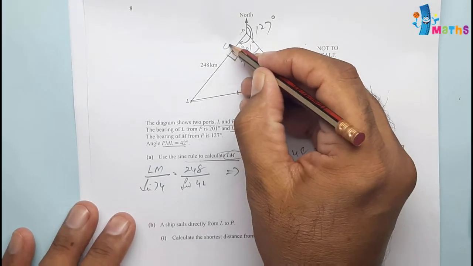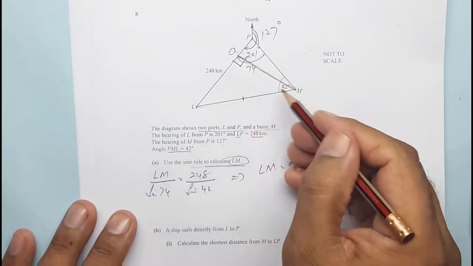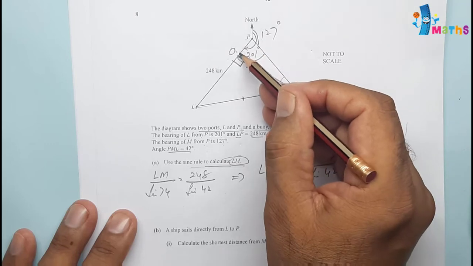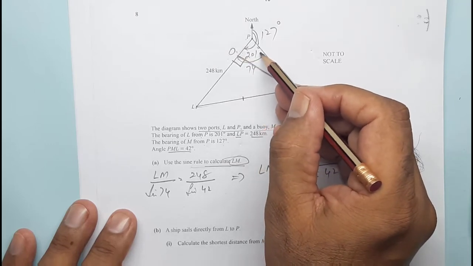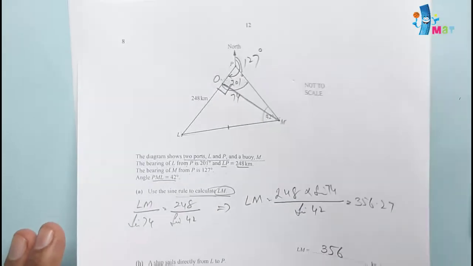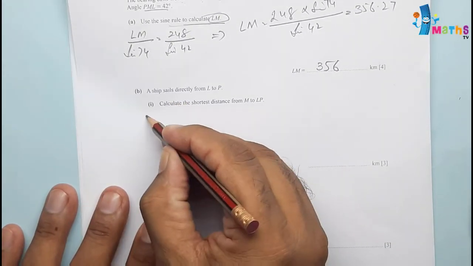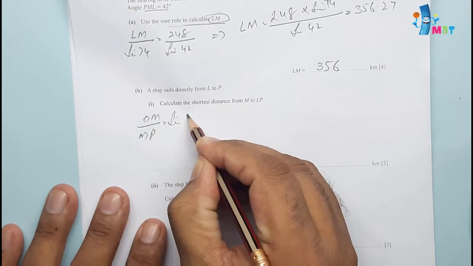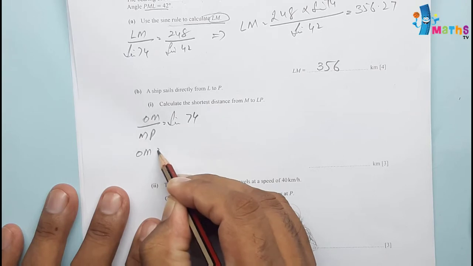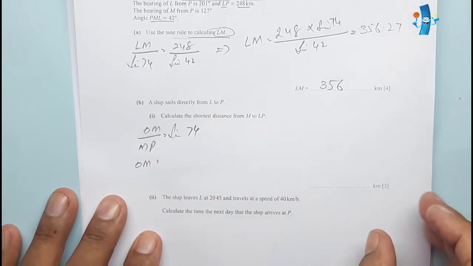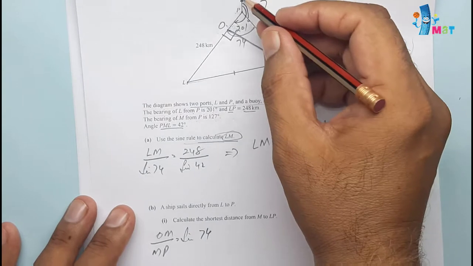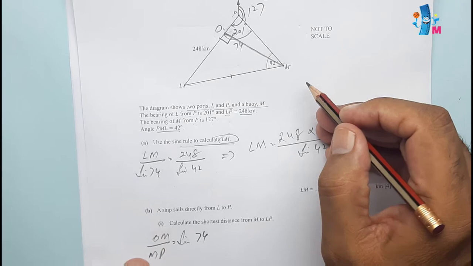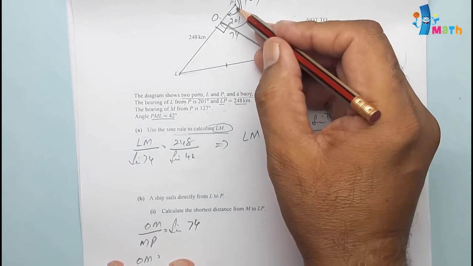Basically, we can take this angle point as O. So OM divided by MP will be sine of this angle, which is 74. So OM over MP is equal to sine of 74. So OM is equal to MP sine 74, but MP we have not yet calculated, so MP is required.